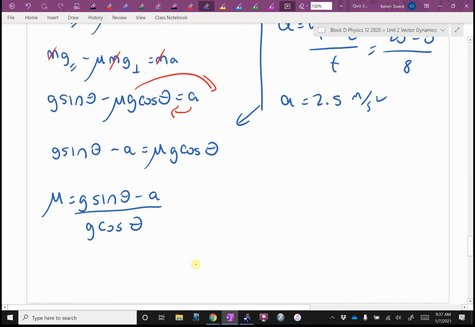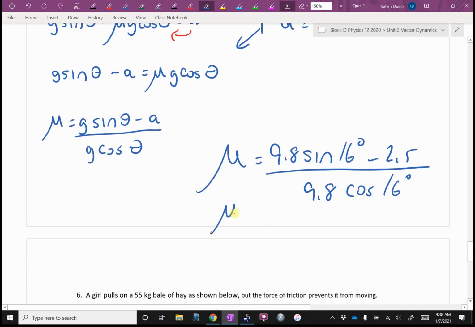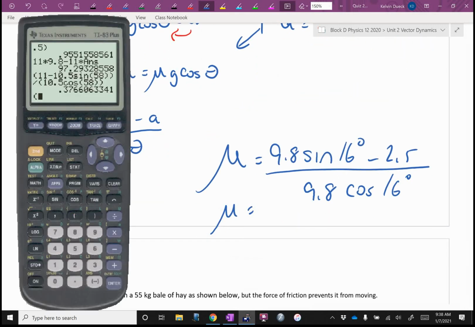So, my final answer, mu is going to be g, 9.8 sine, was theta 15 degrees? 14 degrees? 16 degrees, minus 2.5, all over 9.8 cos 16 degrees. Cool. Any typos? That looks okay.